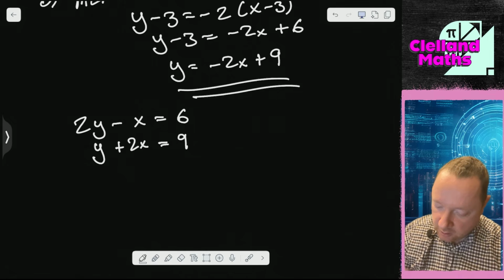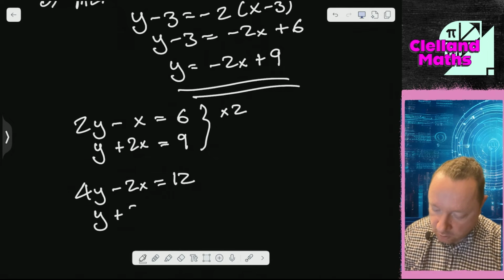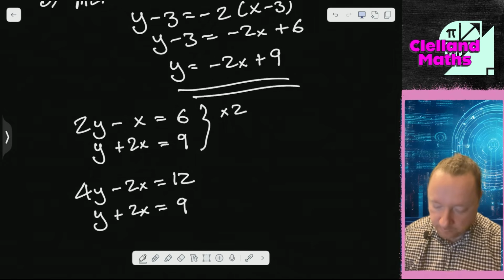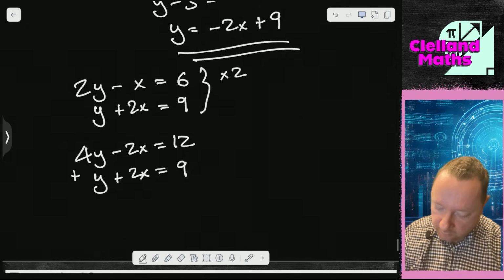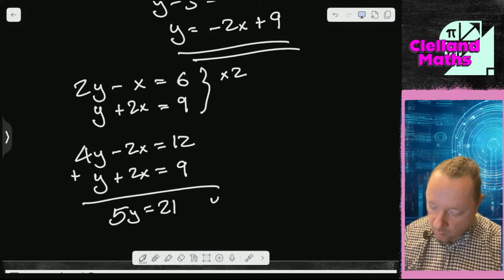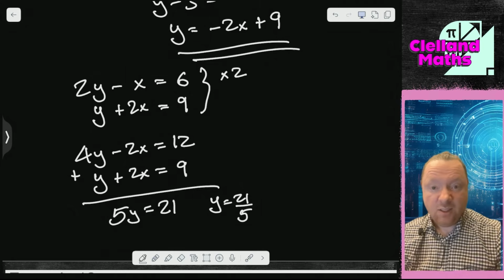Simultaneous equations. I'll double the top one. 4y minus 2x equals 12. Y plus 2x equals 9. Signs are different, so you add. 5y equals 12 plus 9, which is 21. So y is 21 over 5. Horrible answer, but there we are. If you've done everything right, it is correct.